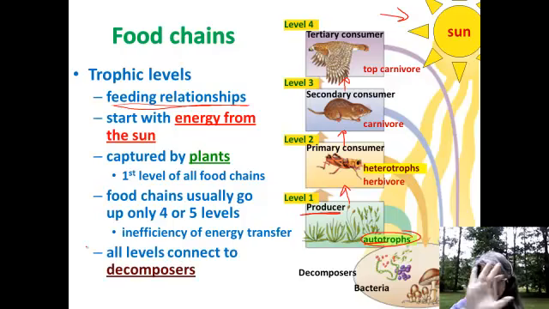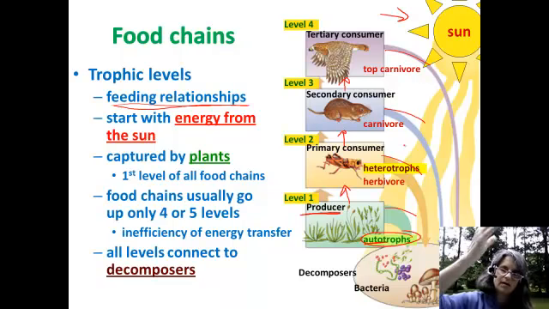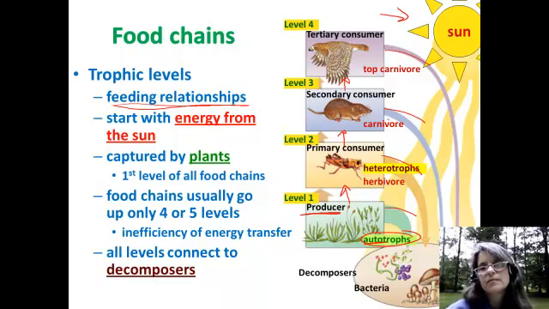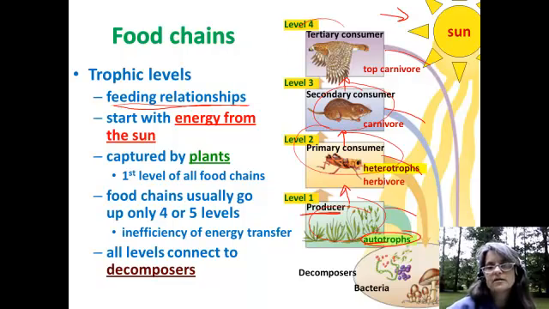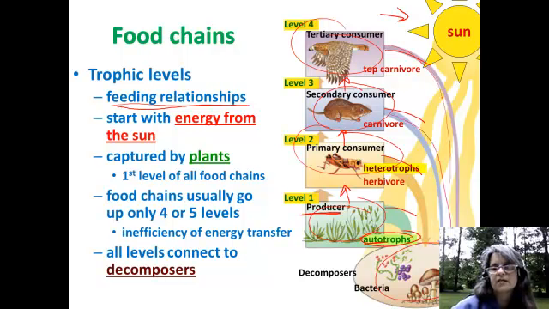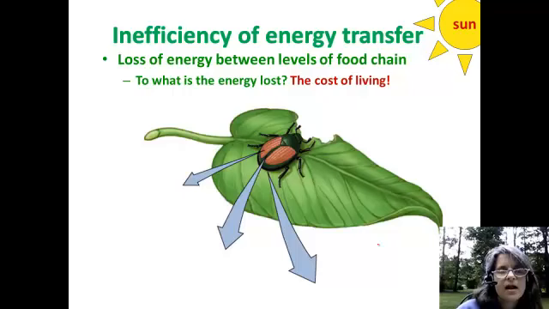Now, we'll get back to why it's not in a moment, but also at all levels of this food chain would be present decomposers, that if any of these die or leave waste behind, these decomposers will take that remains of that animal and recycle it and get energy out of those remains as well. Okay? Now, let's talk about this inefficiency of energy transfers.